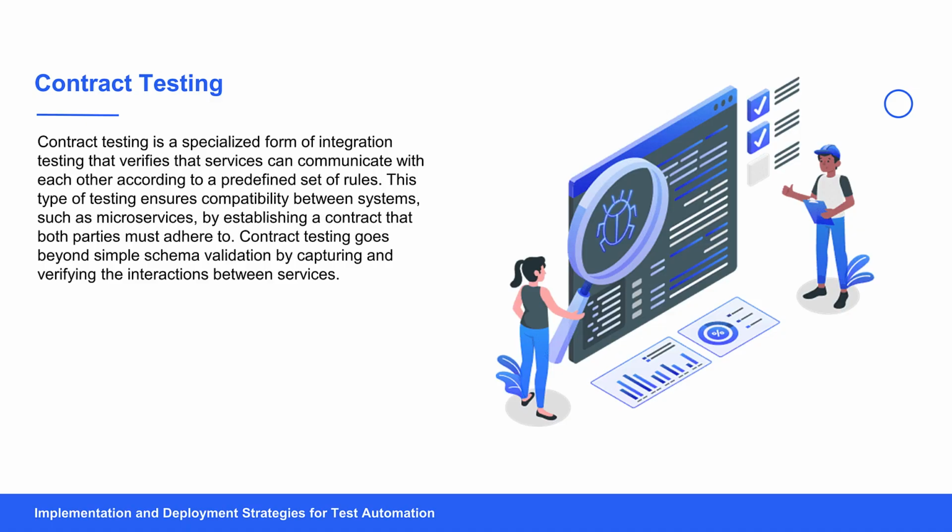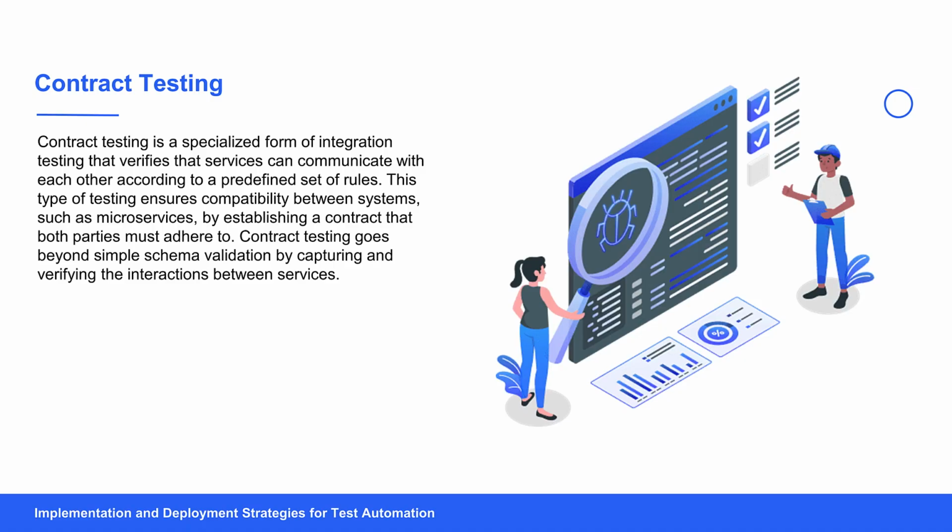It involves both parties, the provider and the consumer, agreeing on a contract that outlines the expected interactions between their services. By capturing these interactions and storing them in a contract, we can continuously verify that both parties adhere to the agreed standards. Contract testing is particularly useful in microservices architectures, where multiple independent services need to work together seamlessly.